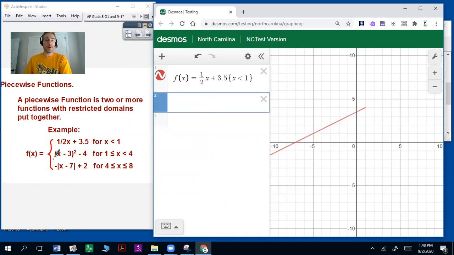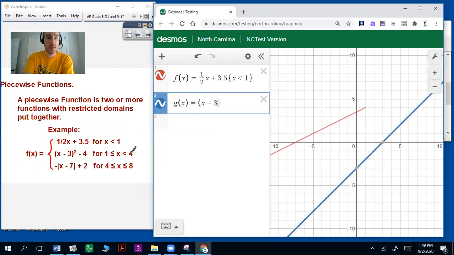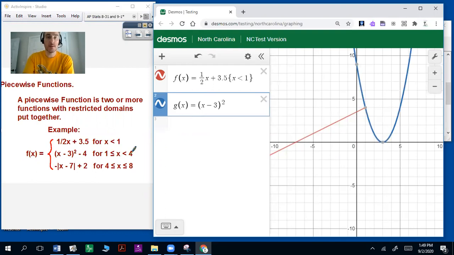Let's look at the second part. I'm going to name this a different function. So even though it's all f of x, I'm going to call this g of x. G of x equals, and then we're going to do parentheses x minus 3, close parentheses, shift 6 to square it, and then right arrow minus 4.